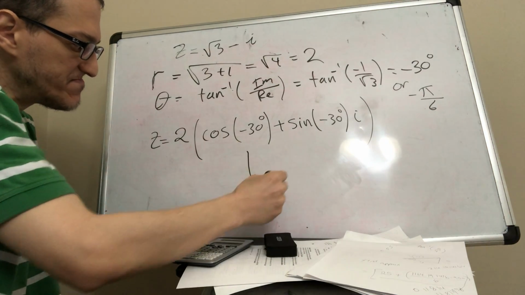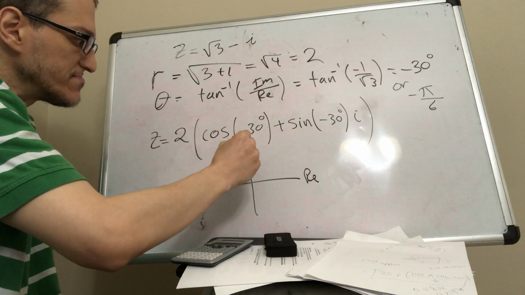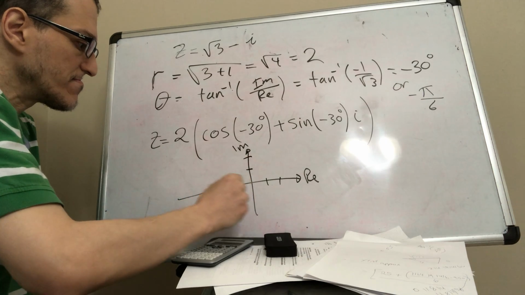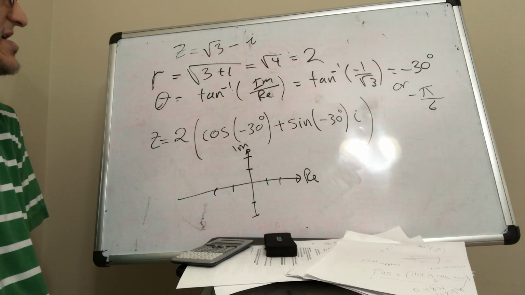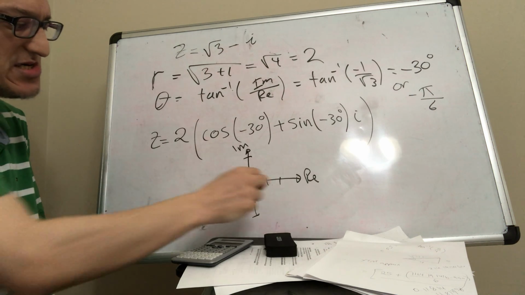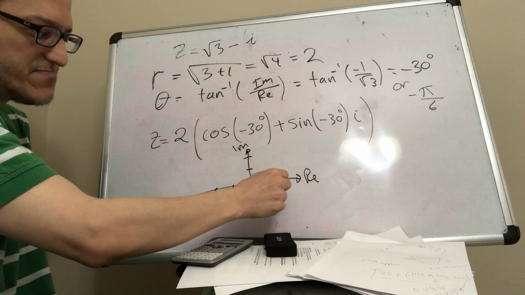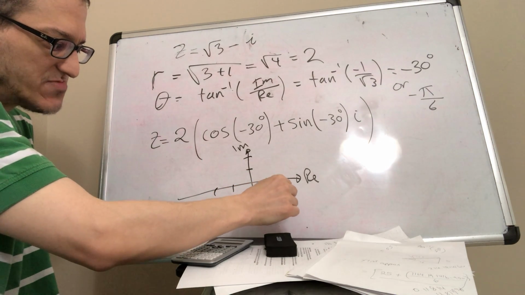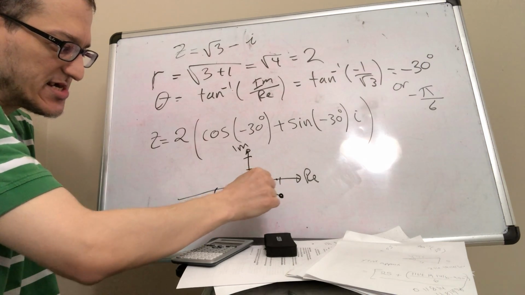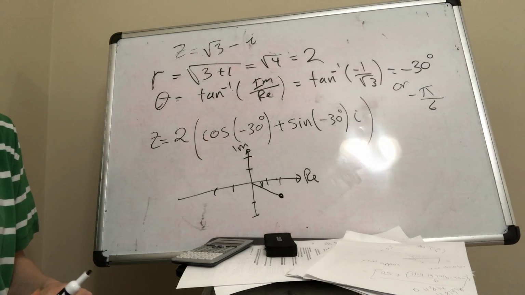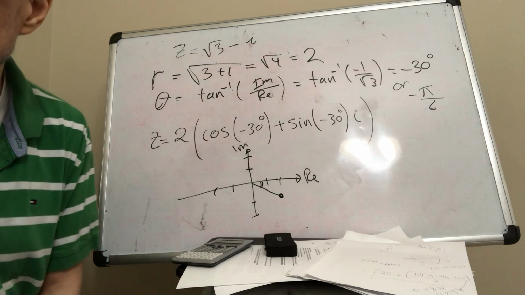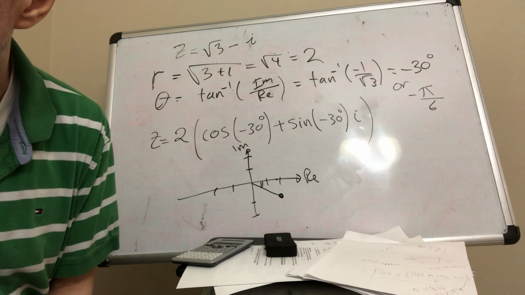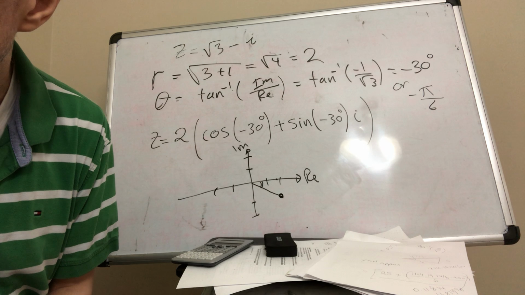And if you want to sketch, we have real root 3. Root 3 is very close to 2, a little bit less, so here. And negative 1, this is negative 1, so this is the point, and this is the angle. Good? Okay. We go to the next one.